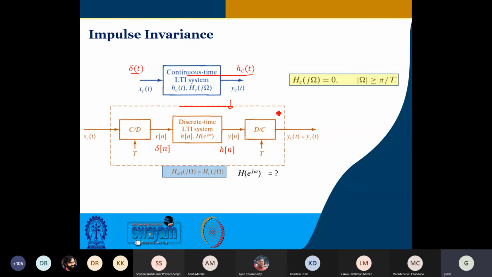So this block we have already seen, right? And this particular block has H(e^jω) effectively as H_c(jΩ). Now for the block that is coming in between, if I give delta[n] as input, h[n] will be the output, and the relationship is H(e^jω). So how are this H_c(jΩ) and H(e^jω) related to each other?